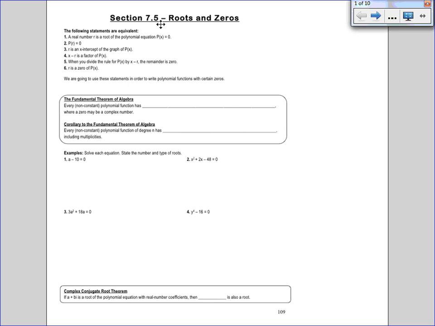A real number r is a root of the polynomial equation P of r equals 0. That means when you plug it in, you get 0 out. R is an x-intercept of the graph of P of x. X minus r is a factor. That goes back to our factor theorem. We said if something was a 0, that means we got 0 out with our synthetic division. When you divide the rule P of x by x minus r, your remainder is 0, and r is a 0 of P of x.